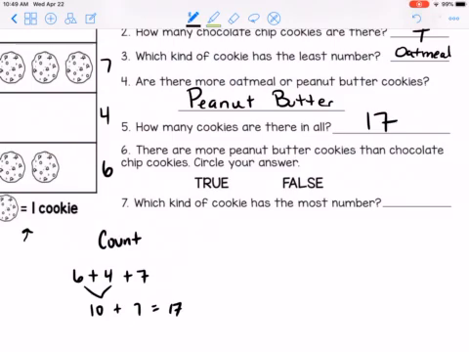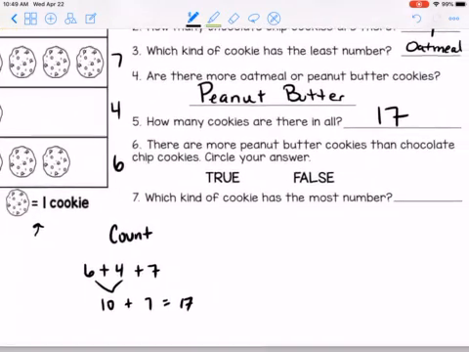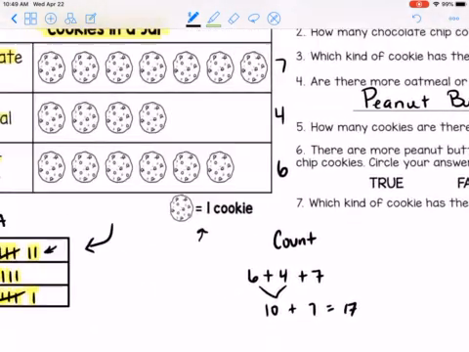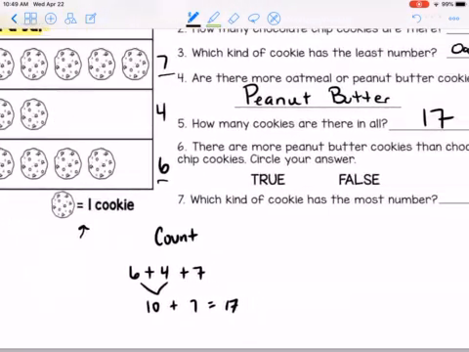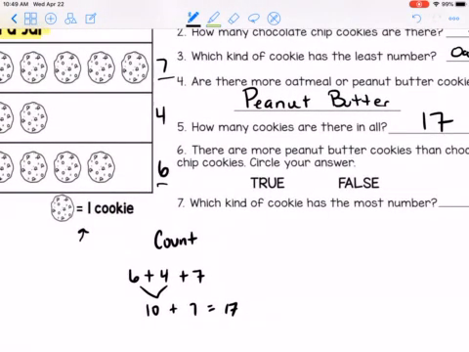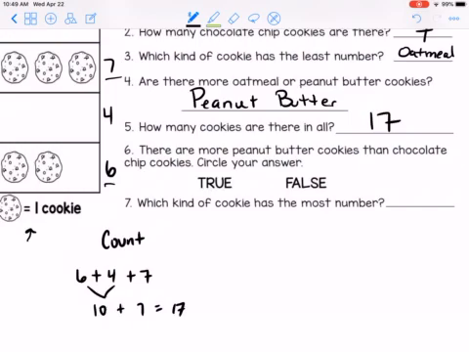Number 6 says, there are more peanut butter cookies than chocolate chip cookies. Circle your answer. Is that true or false? There are more peanut butter than chocolate chip. Again, we're going to compare. So peanut butter has 6, chocolate chip has 7. Well, that's going to be false because this is saying there are more peanut butter than chocolate chip, which is not true.